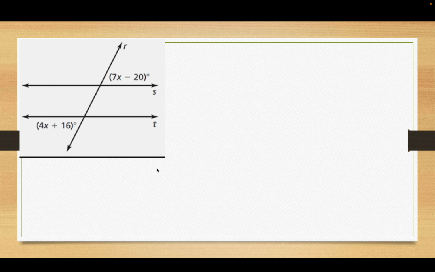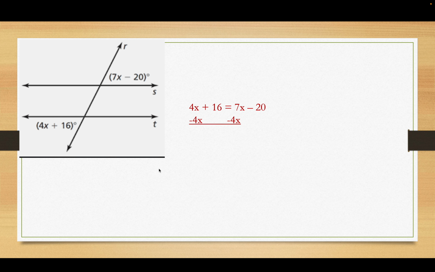Okay, so I hope you see that they are alternate exterior angles, which we know are congruent, or they're both acute, which makes them congruent. And if you did drag and drop, they would end up being vertical, which makes them congruent. So 4x plus 16 is going to equal 7x minus 20.